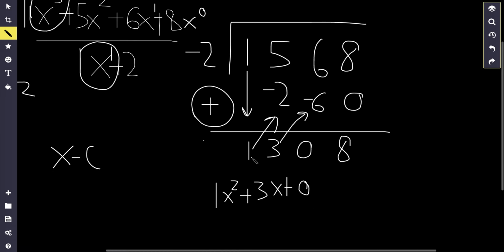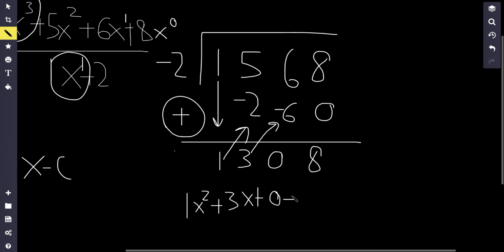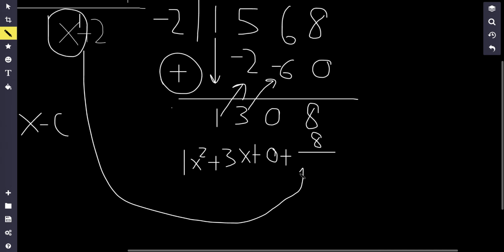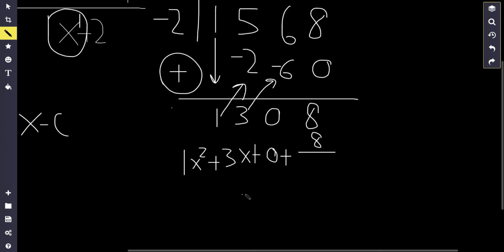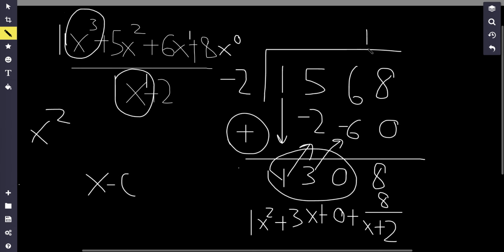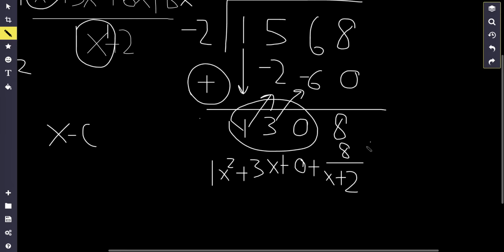To express the remainder, you place the remainder on the top, making this a fraction, and then put the thing you're dividing by on the bottom. So it's going to be 8 divided by x plus 2, and that's your answer. All of these numbers represent the coefficients of my new polynomial, and the remainder is always on the most right-hand side. You just write it as the remainder divided by whatever you're dividing by.